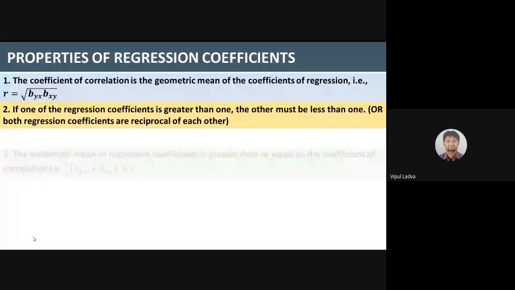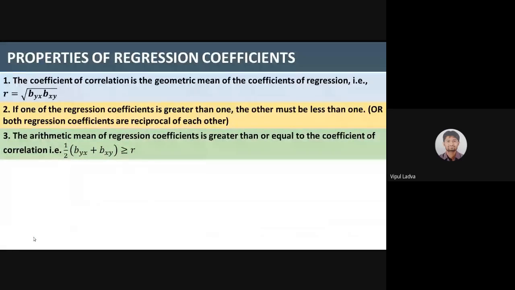Third one. We discussed the geometric mean in the first property. Now, the arithmetic mean. If I wish to identify the arithmetic mean of both regression coefficients, what do we mean by arithmetic mean? Arithmetic mean means a simple average: bxy plus byx, the addition of both, divided by 2. This is the arithmetic mean.